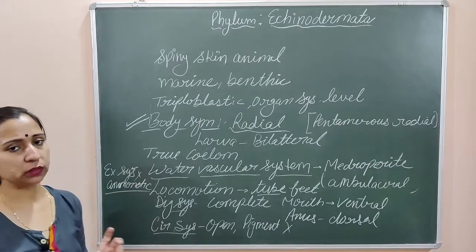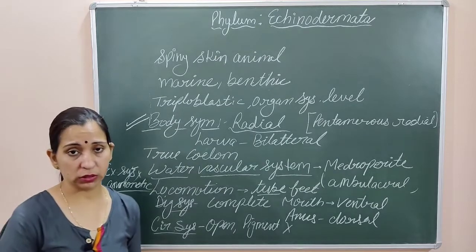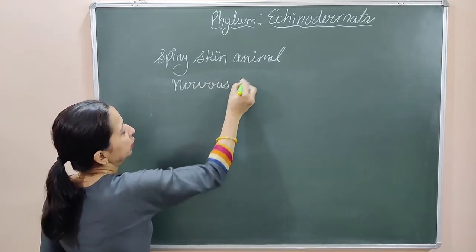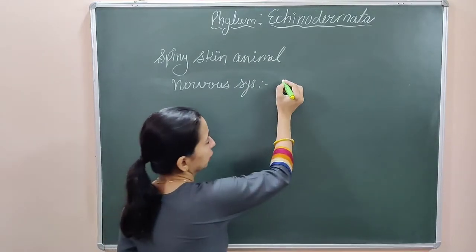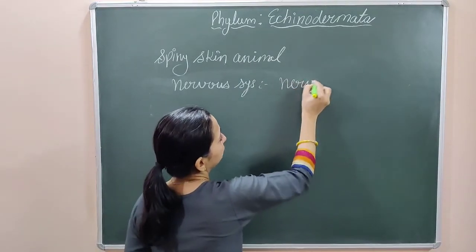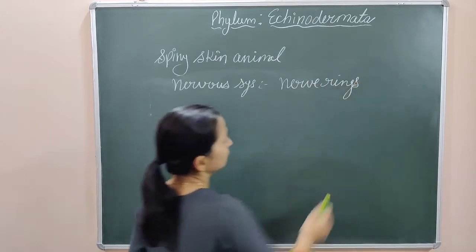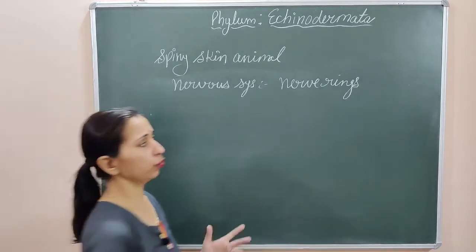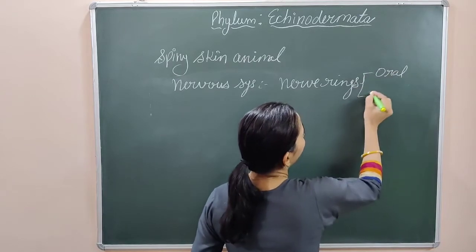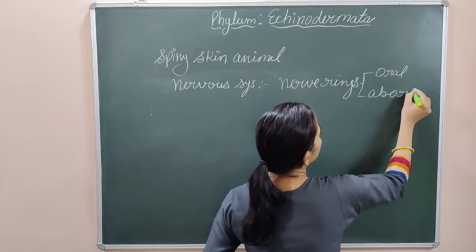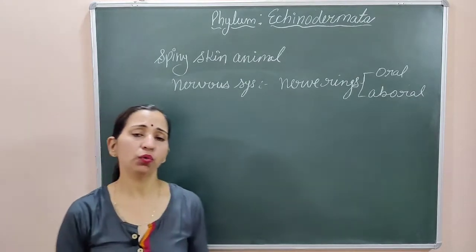So there is no proper excretory system in this organism. Now let's talk about the nervous system. In their nervous system they have two ring-like structures. These are known as nerve rings. From these nerve rings the nerves also arise, and these two nerve rings are found, one at the oral side and another at the aboral side. So these two nerve rings make their nervous system.